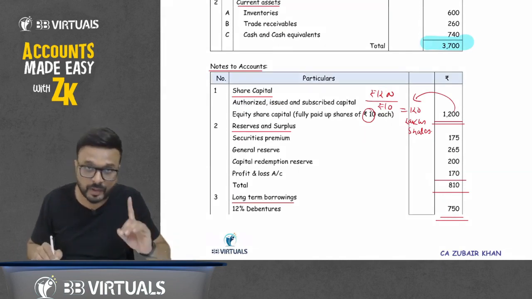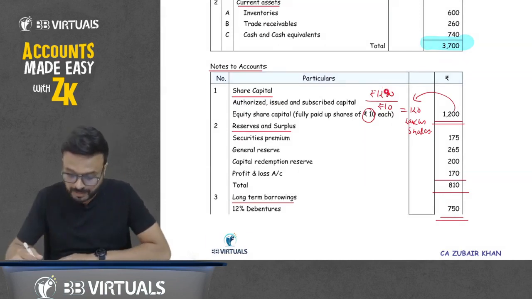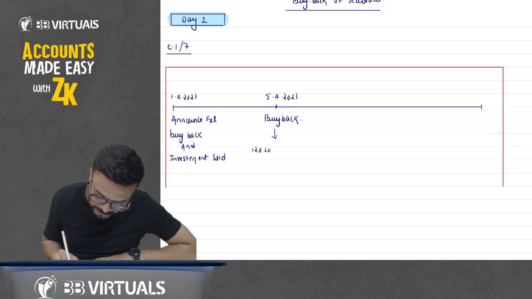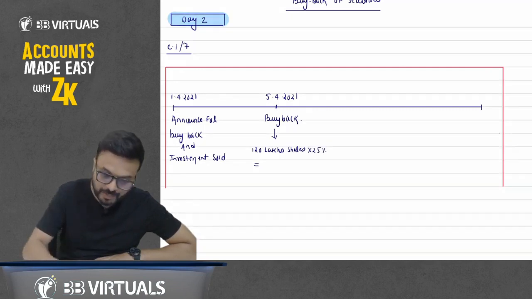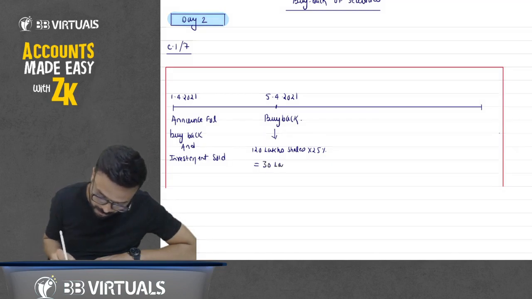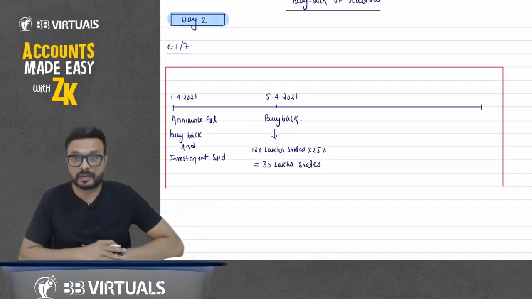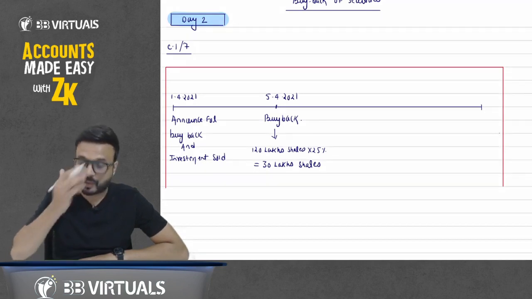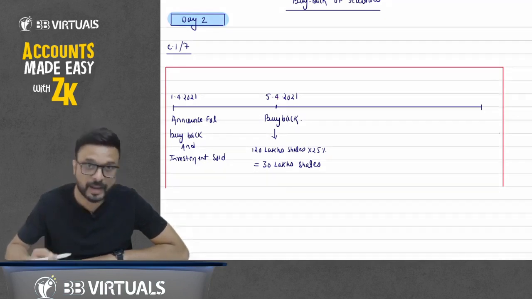Dividing by 10, since one share is of rupees 10, how many shares here? 120 lakh shares. We are doing buyback of 25% only. So 120 multiplied by 25% comes to 30 lakh shares. We are doing buyback of 30 lakh shares. On 1st of April we announced the buyback, and on 5th of April we actually did the buyback.